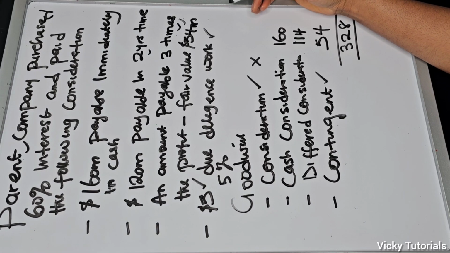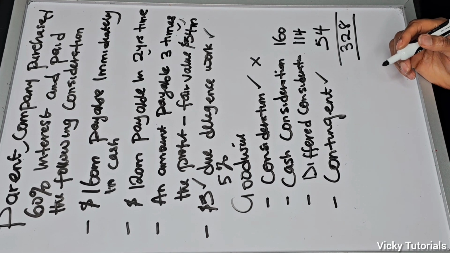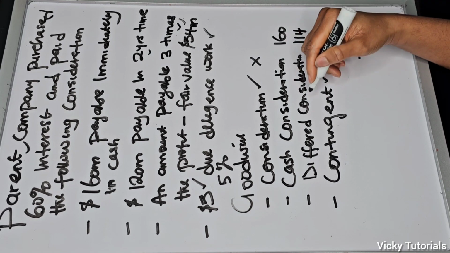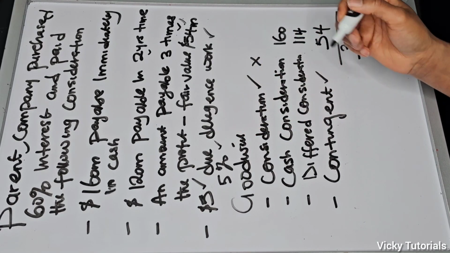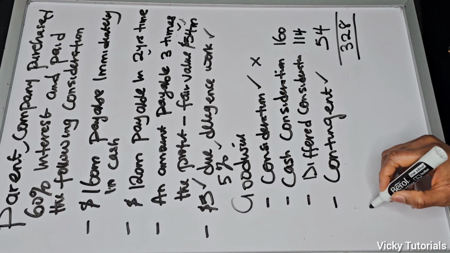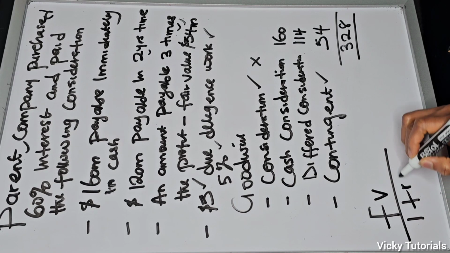So we have come to the end of today's video. This is how to compute consideration transferred. We also learned how to bring a deferred payment to the present value. If you are given an interest, you have to consider that interest and use the formula that I showed you: future value divided by 1 plus R to the power of n.